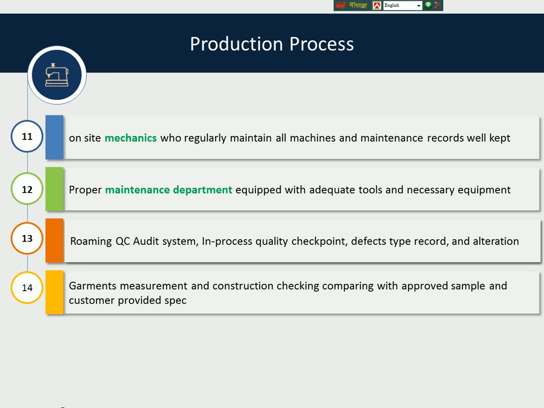mechanics who regularly maintain all machines, and maintenance record well kept. Proper maintenance department equipped with adequate tools and necessary equipment. Roaming QC auditing systems, in-process quality checkpoint, defects type record, and alteration. Garments measurements and construction checking, comparing with approved samples and customer provided specimen.